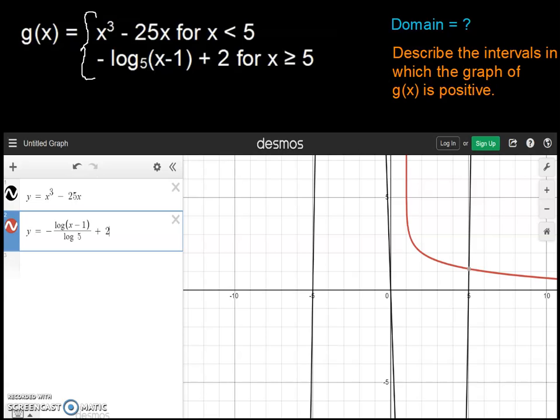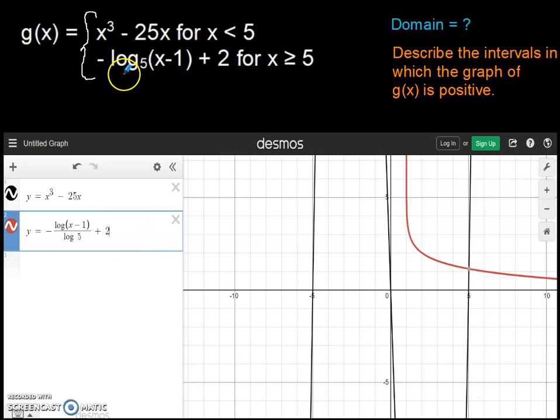Hi guys, so today we're going to go a little further into piecewise functions. As you can see here, I've used the same piecewise function I used in the last problem, and I've also inputted those two functions into Desmos.